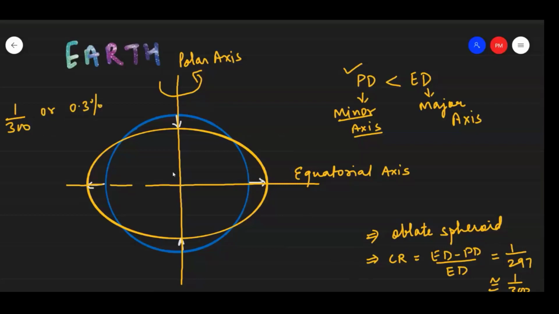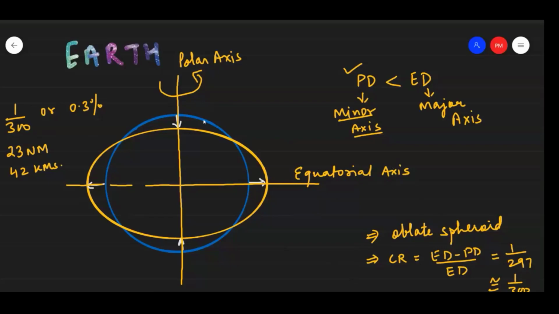Also, if we talk about values, the polar diameter is compressed by 23 nautical miles or 42 kilometers. So these are the values which you should know as far as shape of the Earth is concerned, and compression ratio is there.